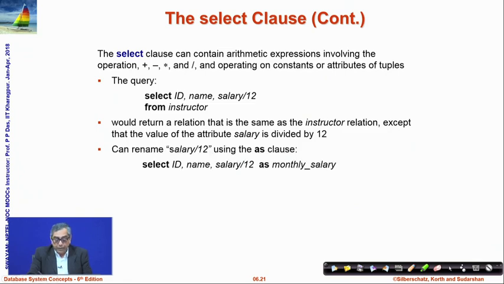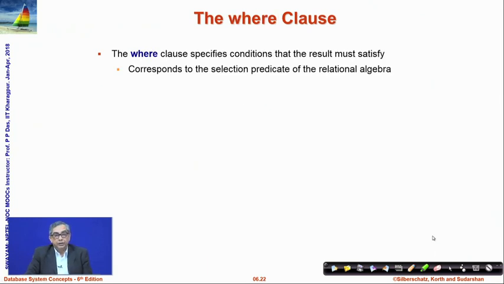You can also rename that particular salary by 12 field with a new name. As I said, AS can be used to rename. So, if you use that, then when you get the output, you will get the column names as ID, name and monthly salary, and in monthly salary you will actually have a computation which is salary by 12. And in the same way you can use multiple different kinds of arithmetic operators.